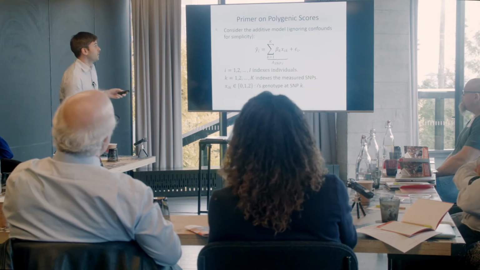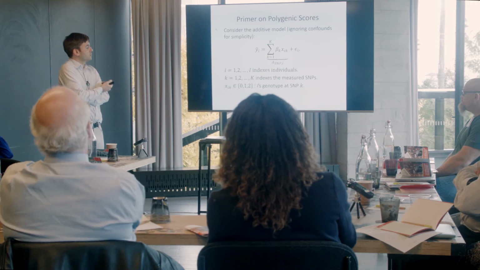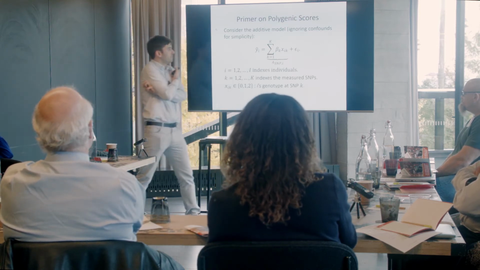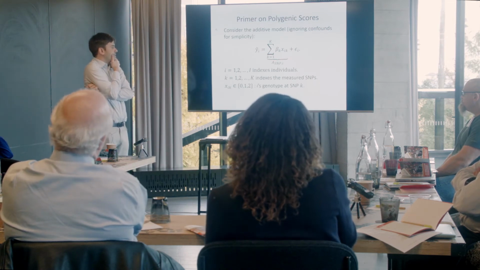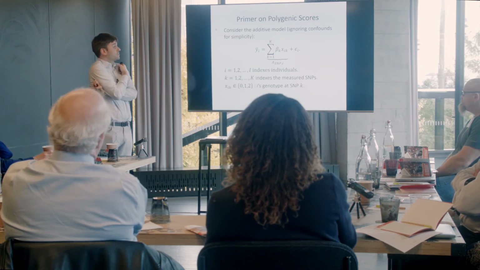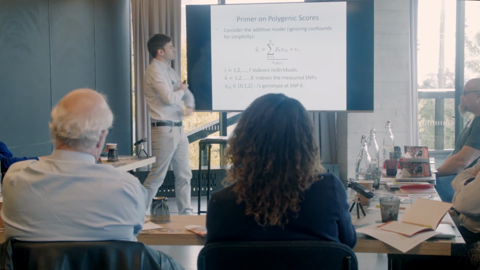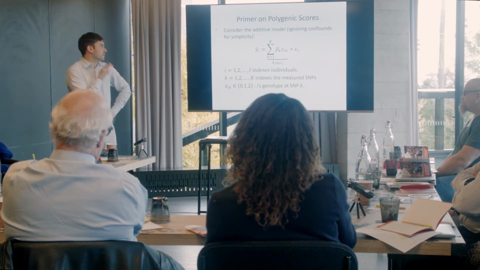Okay, so simplifying somewhat, for a polygenic score, think about somebody's outcome as determined by some weighted sum of SNPs, each of which has some effect. SNPs are indexed by k, individuals are indexed by i, and then you have some disturbance that includes all other factors that influence the outcome, including interactions between genes. So typically when people talk about polygenic scores, they have in mind some index of additive effects.